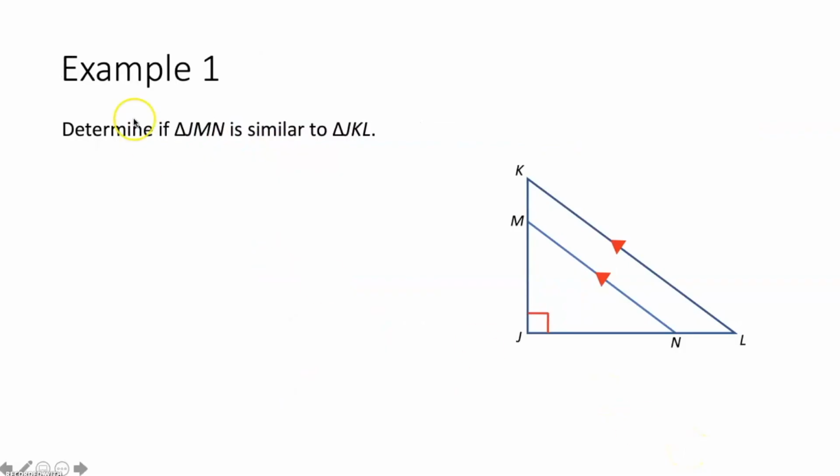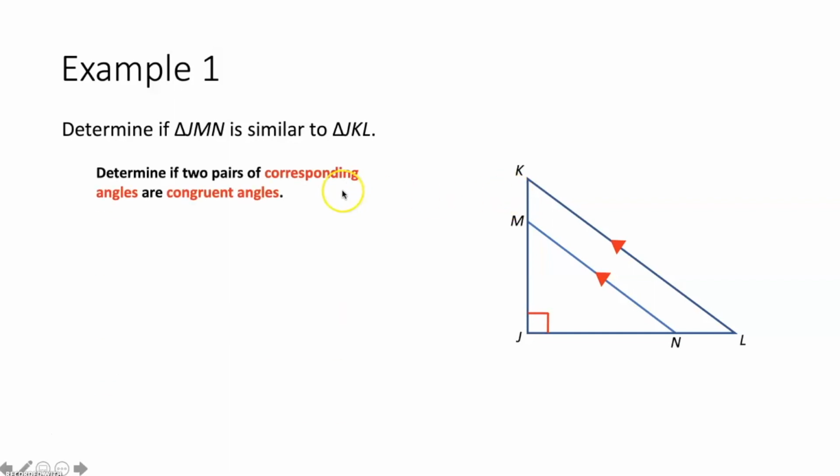Now, example 1 says determine if triangle JMN, this small triangle in here, is similar to triangle JKL, this big triangle out here. Well, we're not given any side length measures, and we're not told that anything is proportional to anything else. So it's looking like we're not going to use the side-angle-side similarity theorem or the side-side-side similarity theorem. Instead, it's looking like we're going to have to use the angle-angle similarity postulate. So how do we do that?